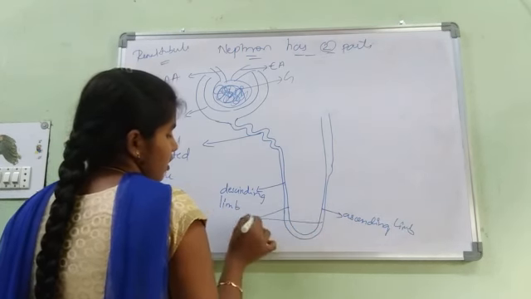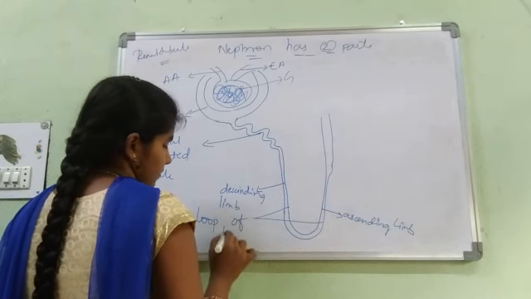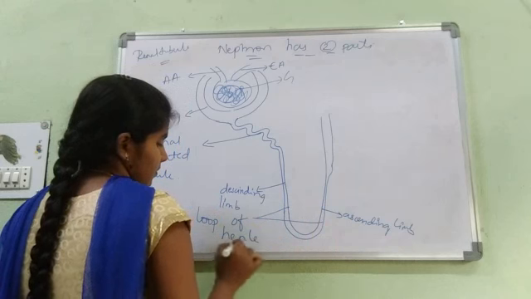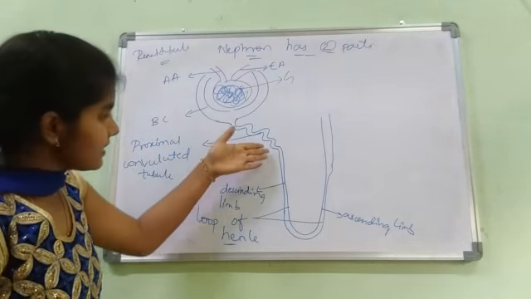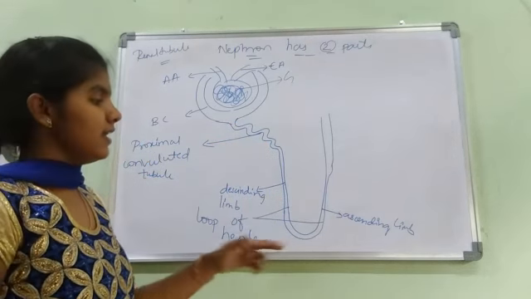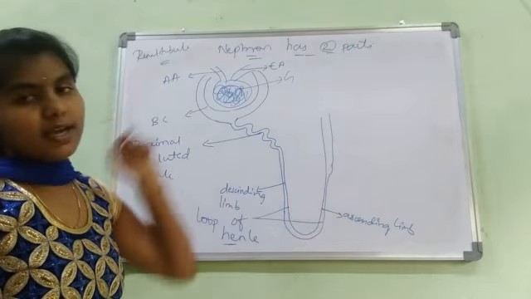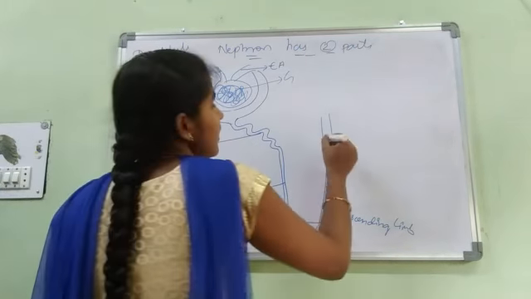These both parts are of the loop of Henle. Descending limb. Why descending limb? As the loop of Henle is descending, as it comes down, it is called descending, whereas it goes up, it is called ascending. This is descending and this is the ascending limb of loop of Henle.